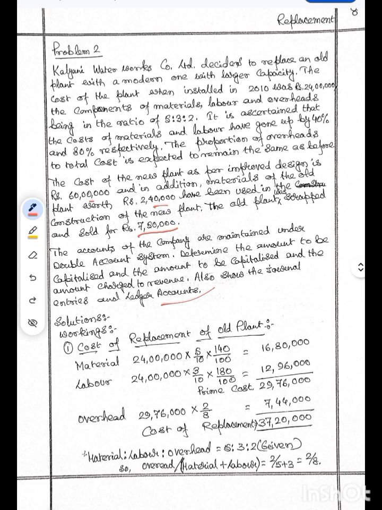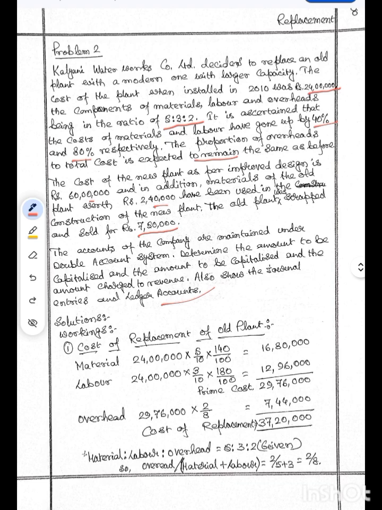In this problem it is given that in 2010 the plant was constructed at a cost of rupees 24 lakhs, and at that time the ratio of material, labor and overhead was 5:3:2. Material cost has gone up by 40% and labor by 80%, and the proportion of overhead is expected to remain the same. Okay, so first we come to the cost of replacement of the old plant.